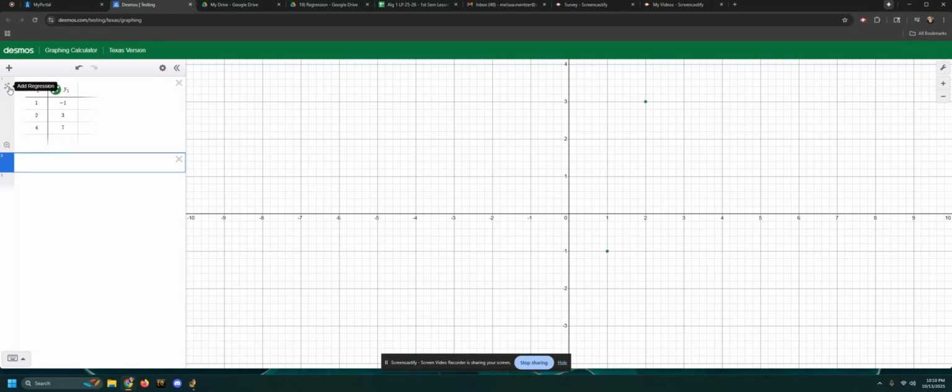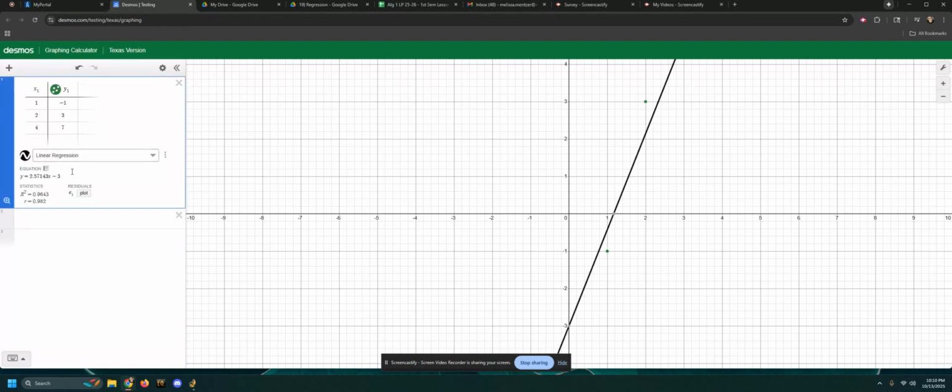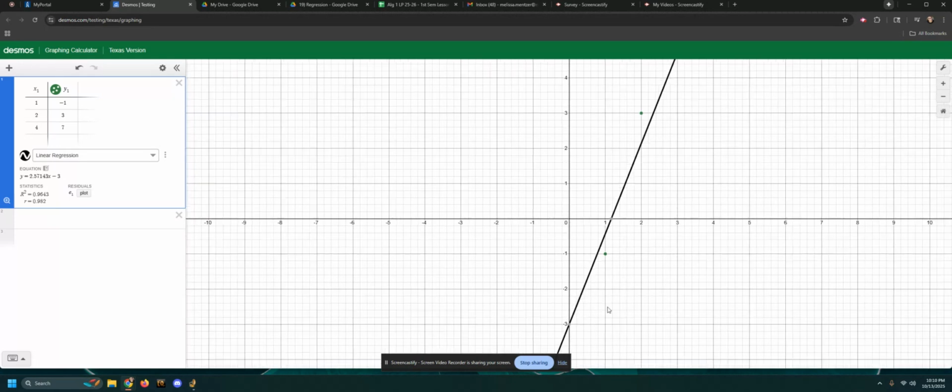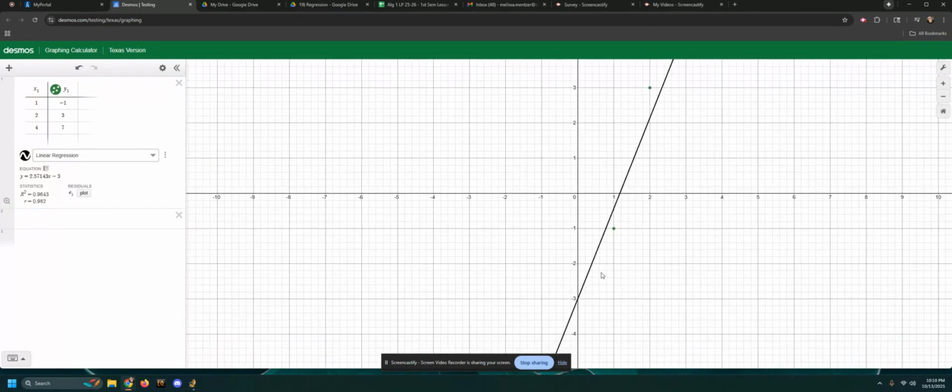I'm going to press this backslash with the dots next to 1, and it says add regression. I'm going to click that, and it does this really cool thing where it goes straight to linear regression. If you notice, this does look like a line. Not a perfect line, but it does look like a line. It came up with this equation, y equals 2.57x minus 3.